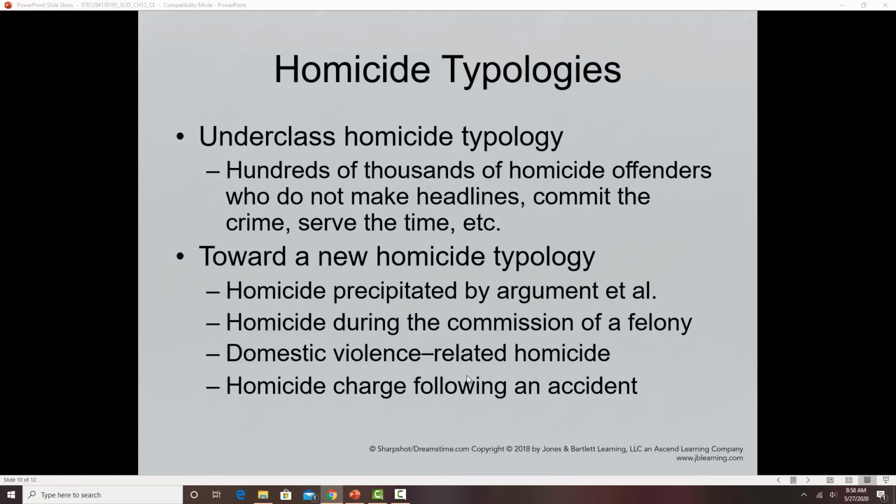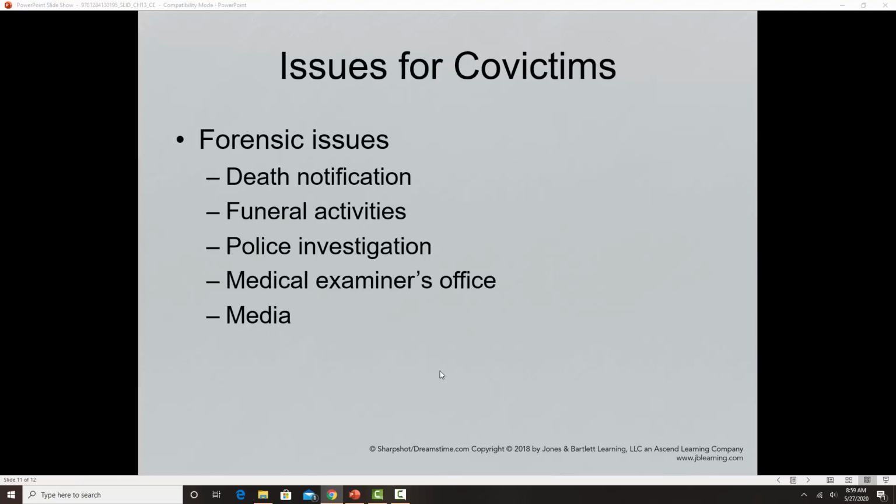Domestic violence related homicide, that means that there is some type of family relationship or dating relationship or previous relationship between the victim and the offender. And a homicide charge following an accident. So this would be maybe a car accident. If you are drinking while driving, for example, that would fall under this particular category. Or if you are shooting a gun up in the air and the bullet happens to hit somebody, that would also be homicide charged following an accident.